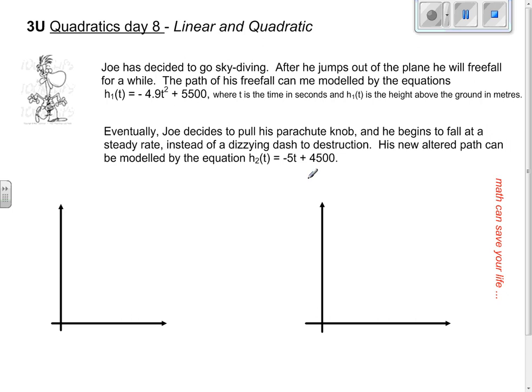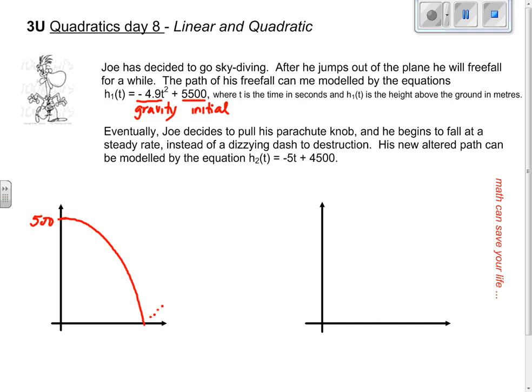So we have a parabola that has a pull of gravity downwards. And we have an initial height when he's on the plane. So we know what the path would look like if he just jumped. He would start at 5,500 feet, and he would start picking up speed and picking up speed and picking up speed by the force of gravity, and he would very likely die.